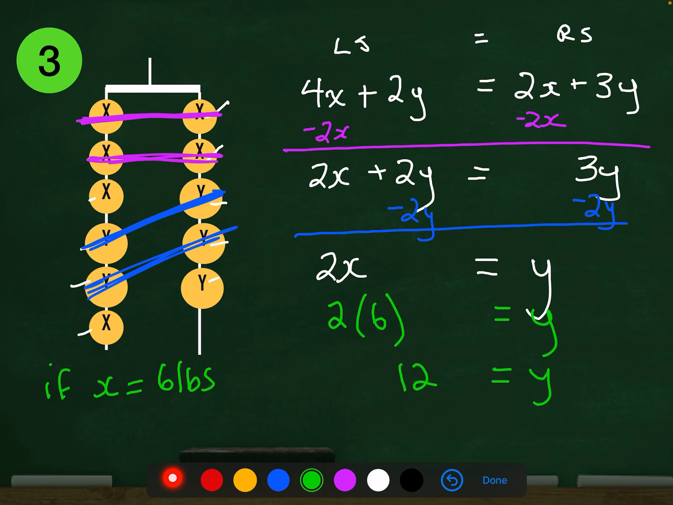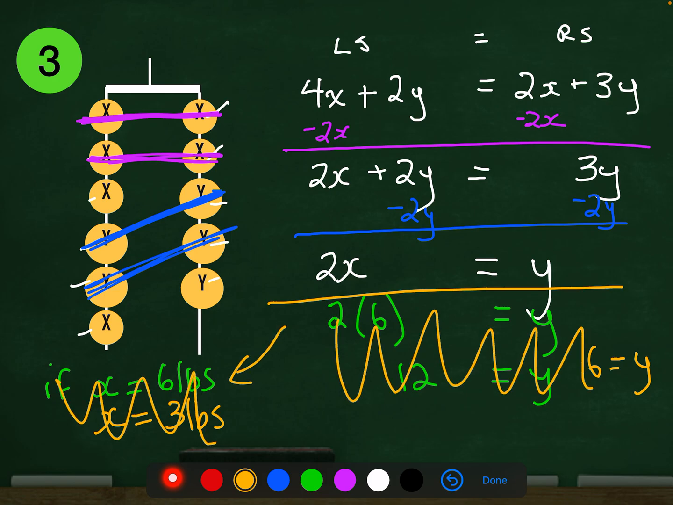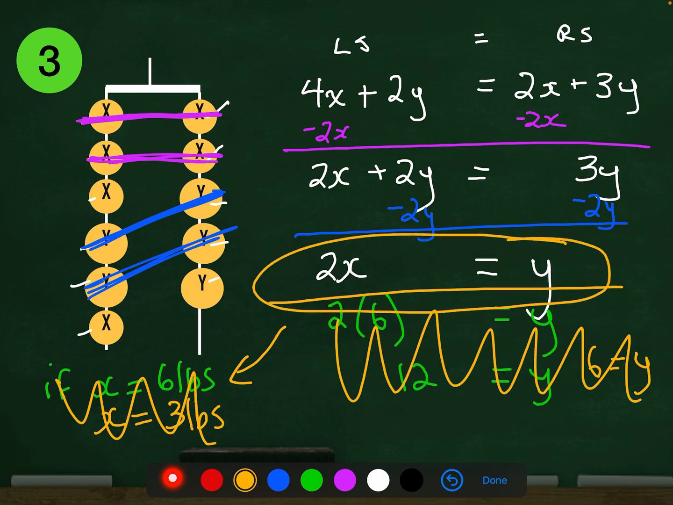Or if I said x was equal to 3 pounds, then y would have had to be 2 times 3, 6 pounds. Right? So we could keep going there if I had the rest of this info. But if I wasn't given this, then I don't know that. This is it. This is the relationship. Okay, let's do one more.